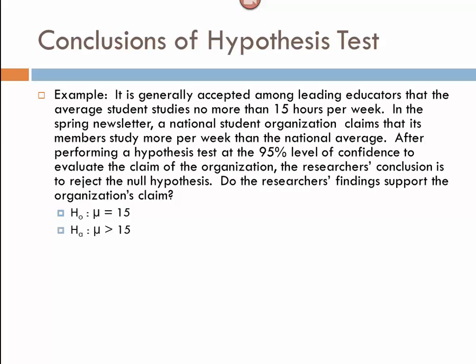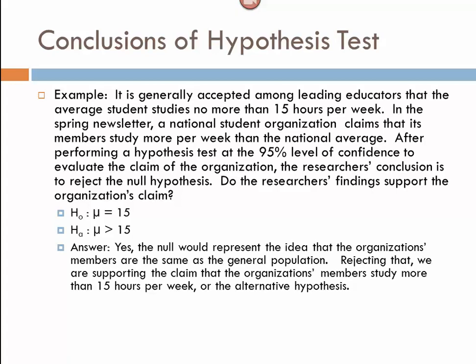And the alternative hypothesis is greater than because it says the organization claims its members study more per week than the national average. So greater than is the appropriate symbol. The question then: if the researcher's conclusion is to reject the null hypothesis, do the researcher's findings support the organization's claims?